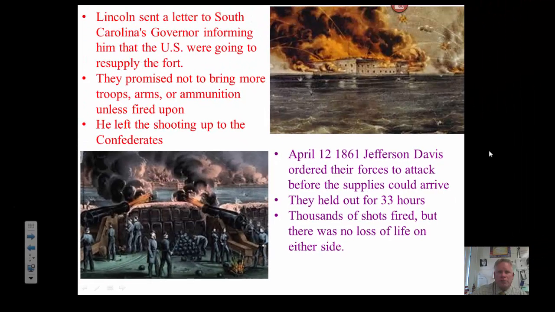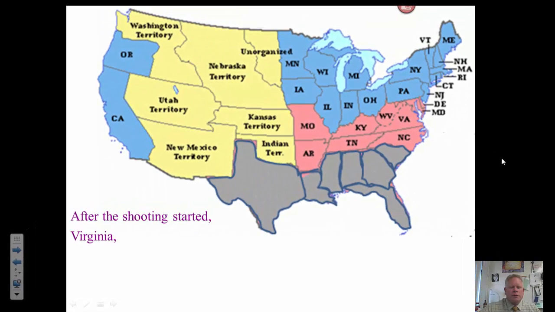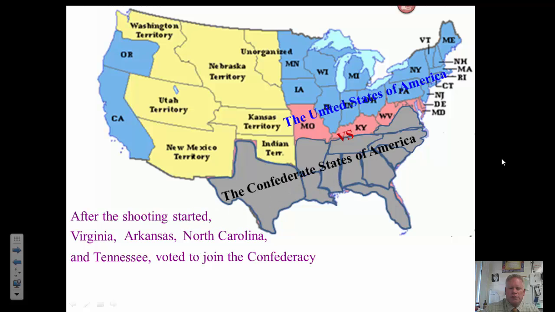Well, they ran out of supplies, and their situation was hopeless. So eventually the United States Army soldiers holding the fort had to surrender. Once the shooting started, Lincoln called for 75,000 troops. And after the shooting started, Virginia, Arkansas, North Carolina, and Tennessee voted to join the Confederacy. So we had the United States of America in the north versus the Confederate States of America in the south, and the Civil War had begun.